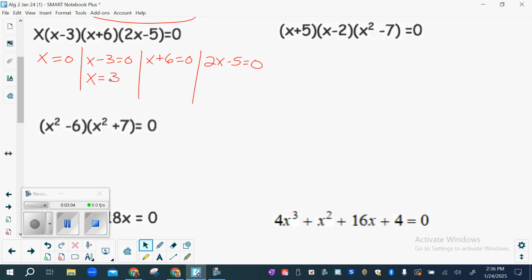So we get x equals 3, and then this one is x equals -6. And then on the last one, what do we need to do to solve that? So we add 5, then divide by 2. So our answers are 0, 3, -6, and 5/2.